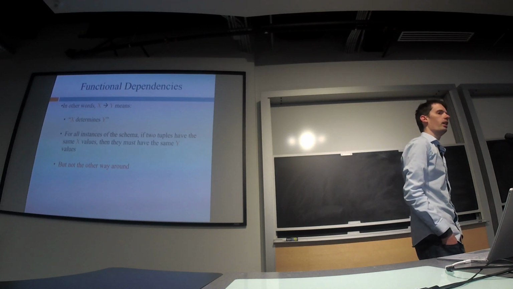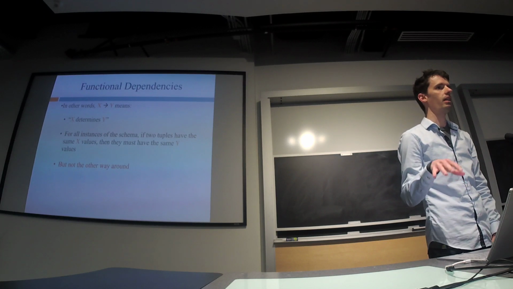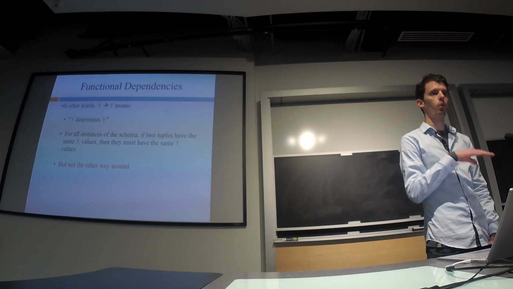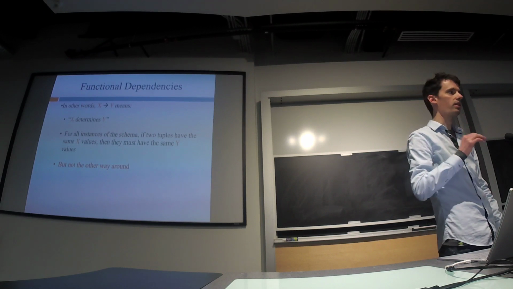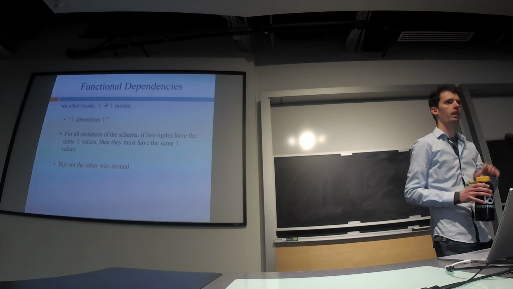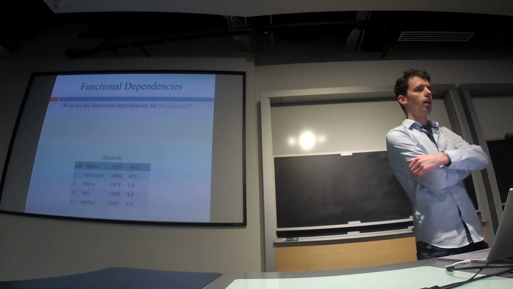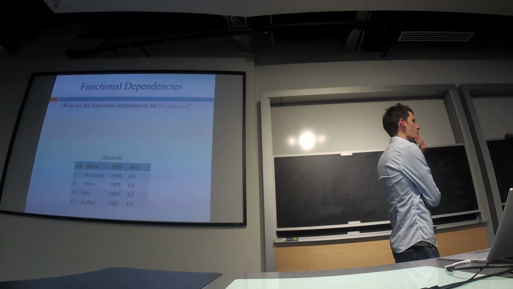Okay, but this does not go the other way around. So functional dependency X to Y does not imply functional dependency Y to X. You might be thinking, well, how is that possible? We will see an example of that. Okay, here's a students table.